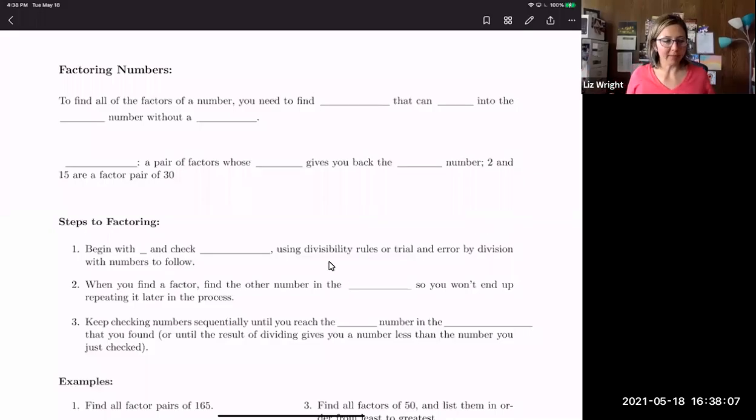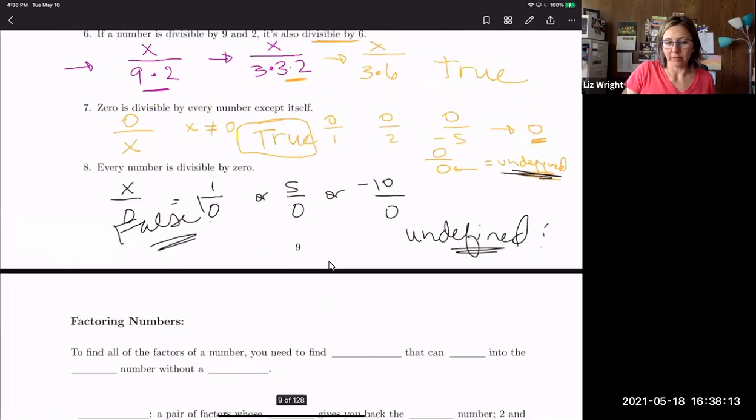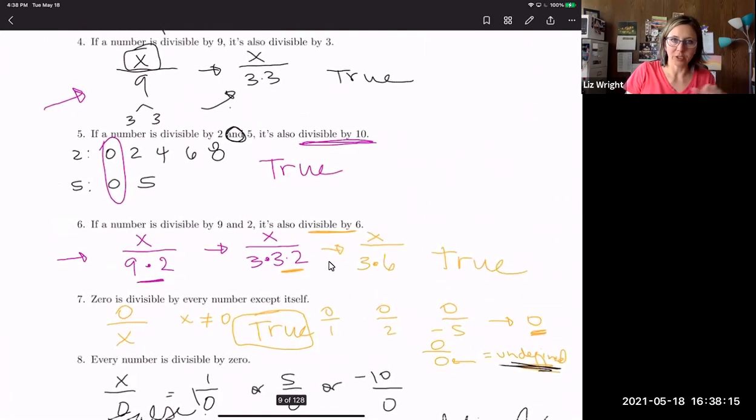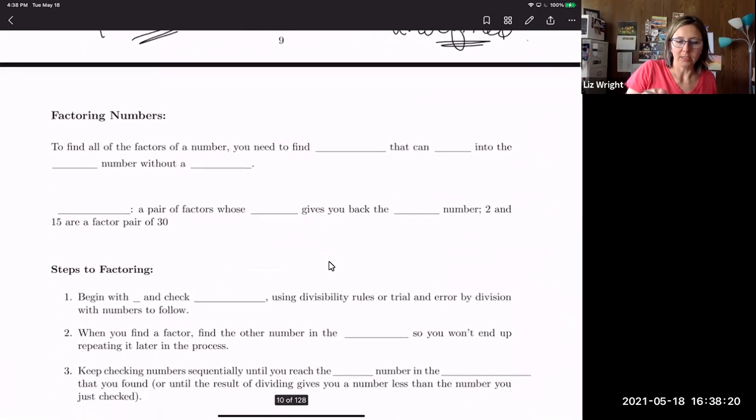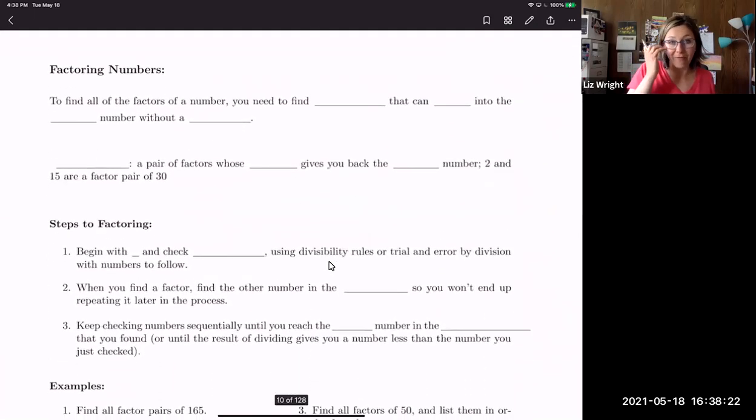Hi everybody, in this video we are going to finish up that topic of factors and primes. So the topic that we just kind of wrapped up on page 9, we need to finish it. And so we are going to talk about factoring numbers.